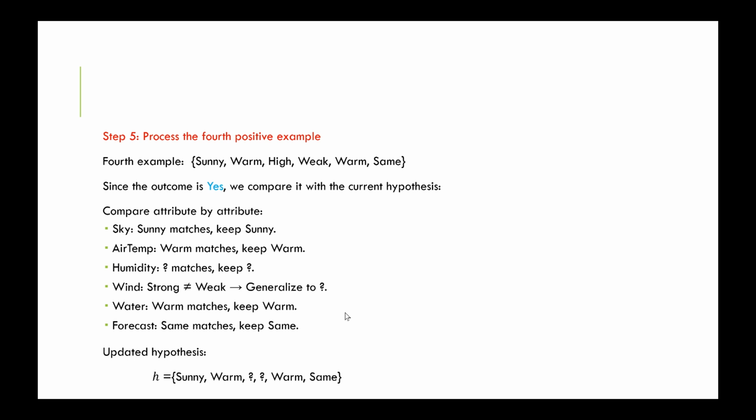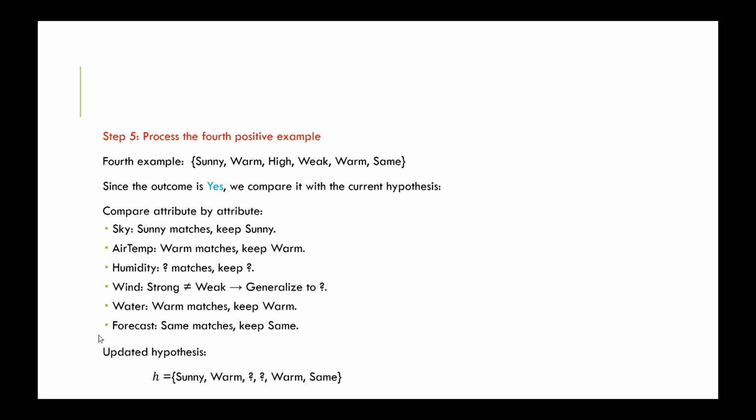Here in the wind, previously we have strong, in the current example we have weak, so it is not matching. So generalize to question mark. Water is warm, it is matching, so keep the warm. Forecast is the same, it is matching, so keep same. The updated hypothesis becomes H equal to sunny, warm, question mark, question mark, warm, same.